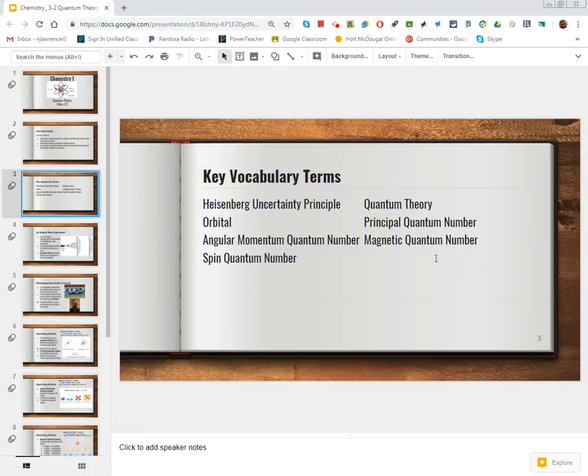Here are the vocabulary terms that you'll be hearing in this video, and again, if at any time you need to stop the video and Google any of these terms.